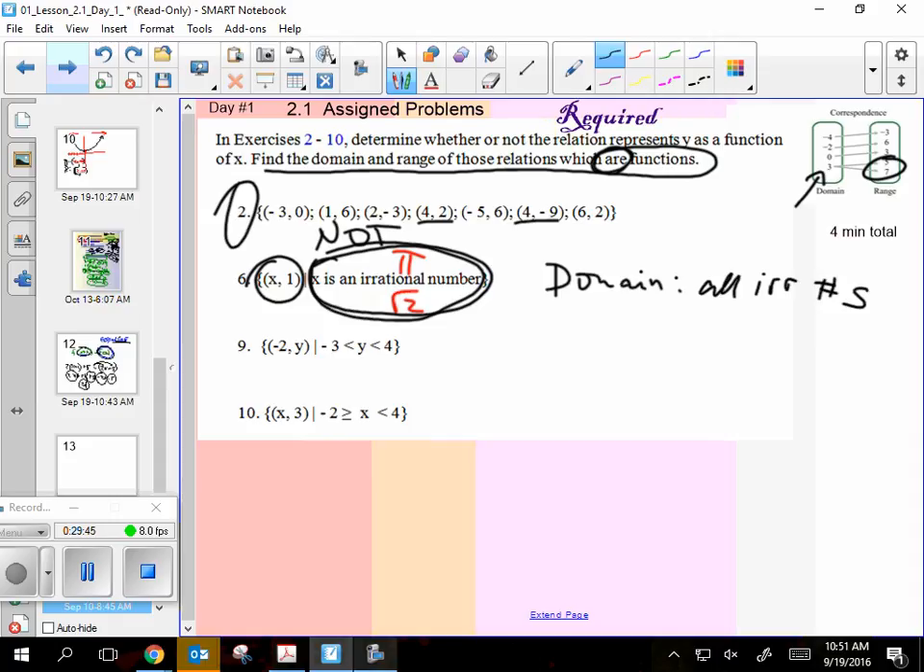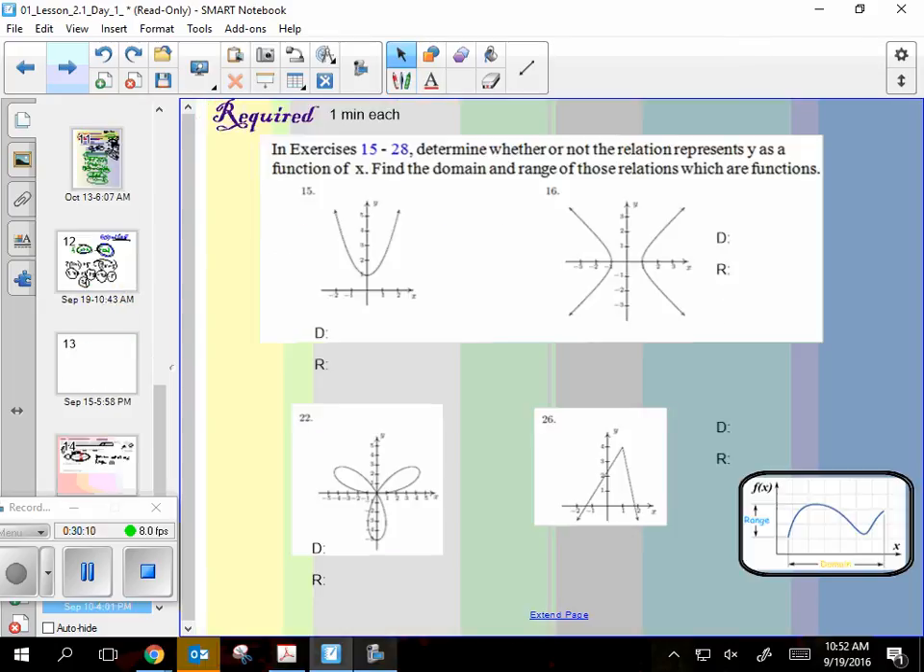What is the range? Range is the same as what letter? The y's, also known as the f of x's. The f of x's or the y's, what do we know about the range? It's just 1. Am I going to say 1 to infinity? No, it can't be other things. It's just 1. All right. The next couple are yours to do. Then we get to these.